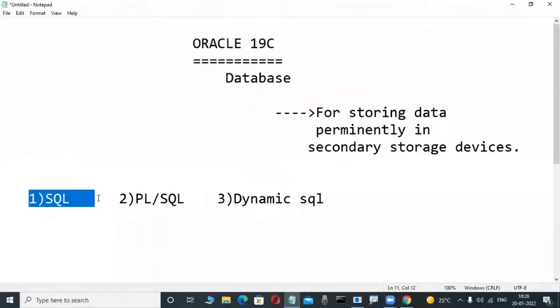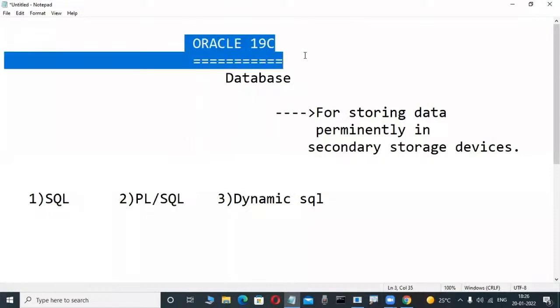After that, once you get some knowledge, then you learn about PL/SQL. Through these two languages, we are operating this Oracle software. Okay?